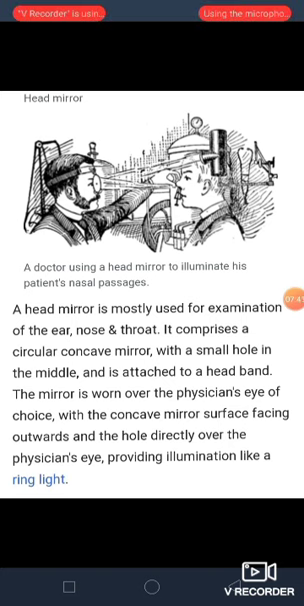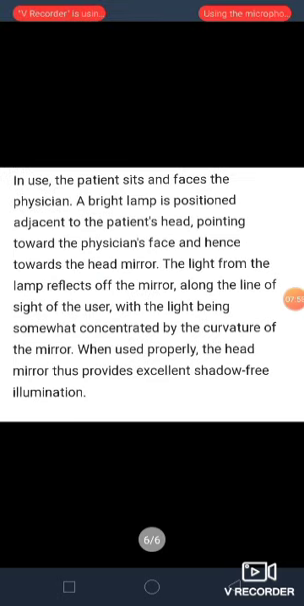It is circular, in ring form, because the light will be reflected from the concave mirror, but there will be a central aperture in the illumination, so the illumination will be like a ring light. Then in use, the patient sits and faces the physician. A bright light is positioned adjacent to the patient's head, pointing towards the physician's face and hence towards the head mirror. So as we saw in the previous image, a bright light source was placed adjacent to the patient's head. It was above the left ear of the patient.